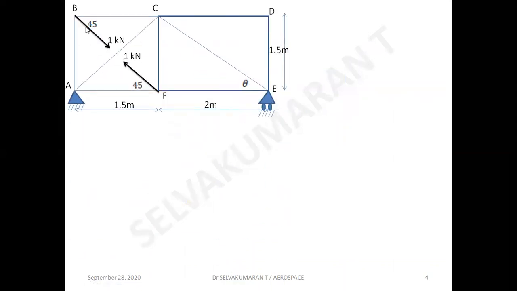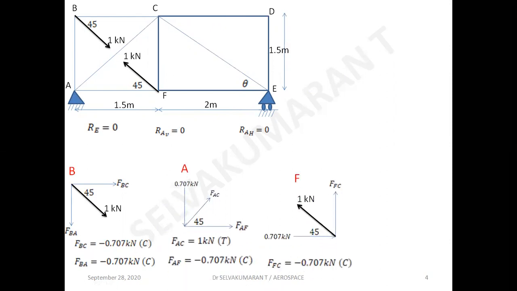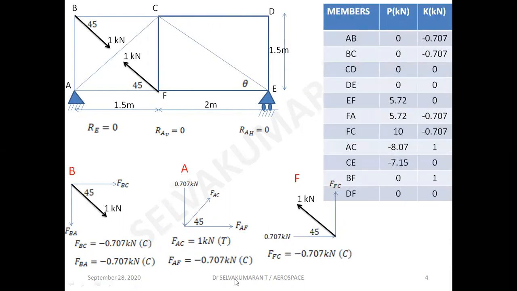So in place of the removed member BF, introduce a unit force, remove all the external loadings, and find the support reactions and determine the member forces in all the members by considering the free body diagram at each and every joint. So calculate the force like this. After calculating it, enter all the member force values against the K column for this truss.